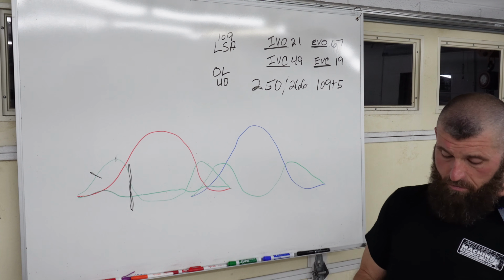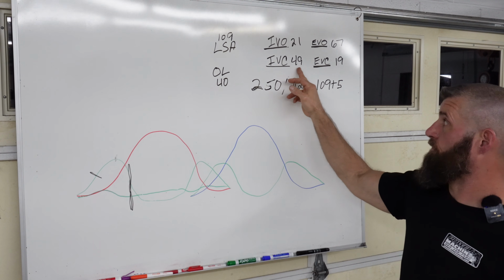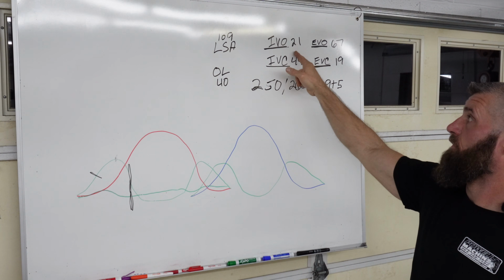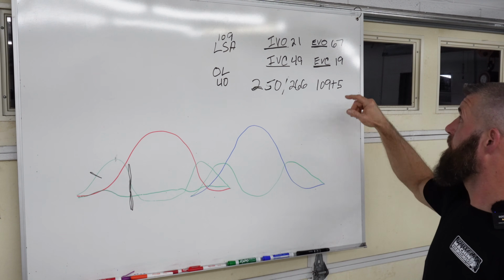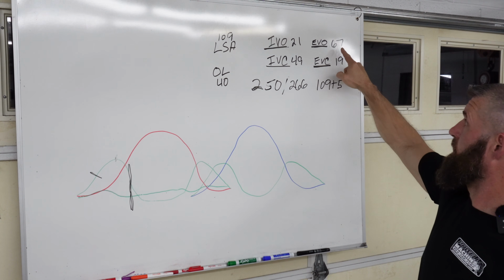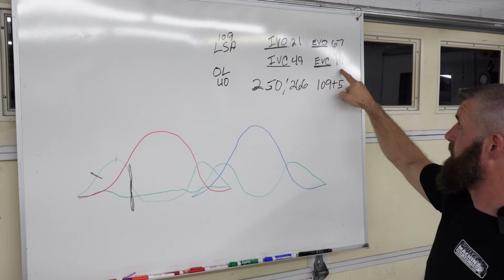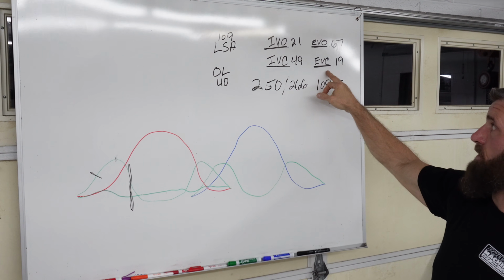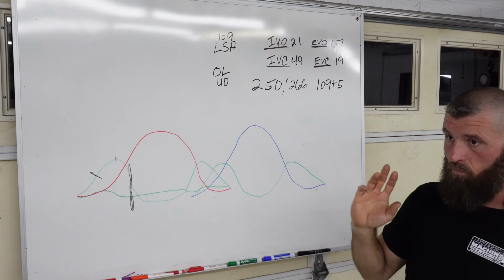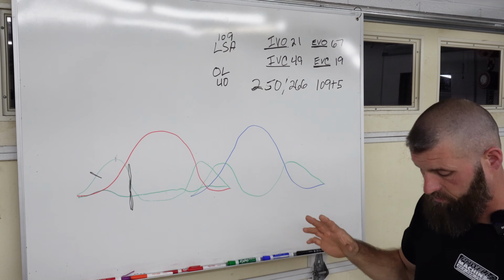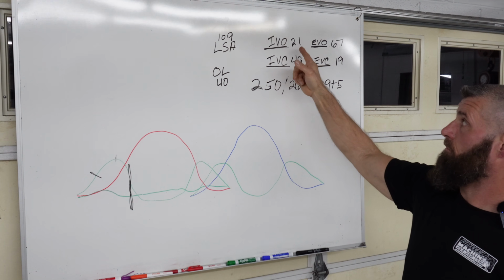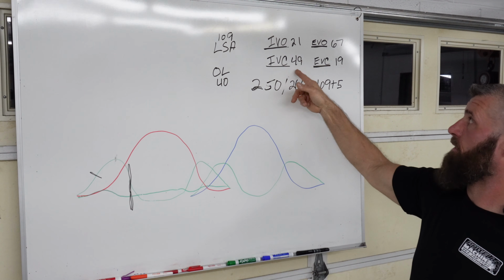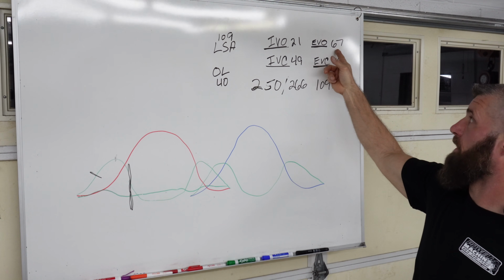All right, so this was 47 and a half, this was 17 and a half, this was 61 and a half, and this was 19 and a half. So the exhaust valve closing is relatively in the same place, but you know, a few degrees here, a few degrees here, and several degrees here.